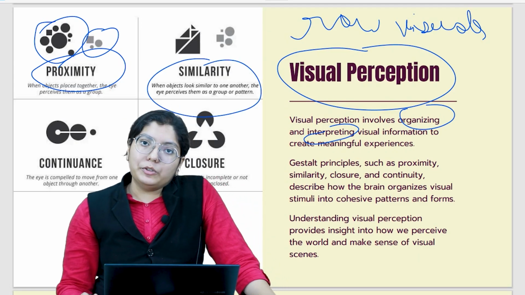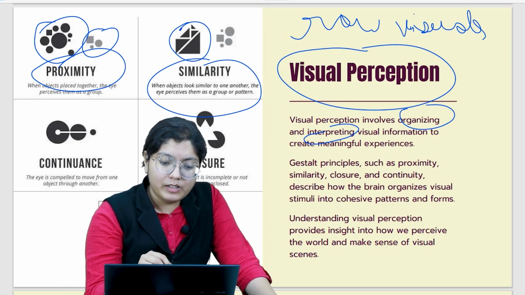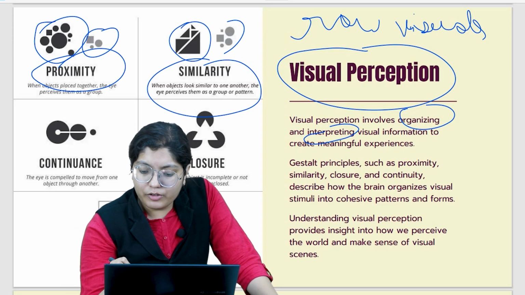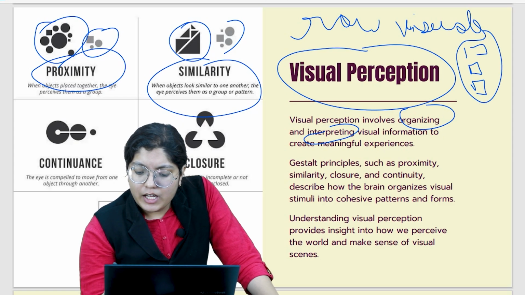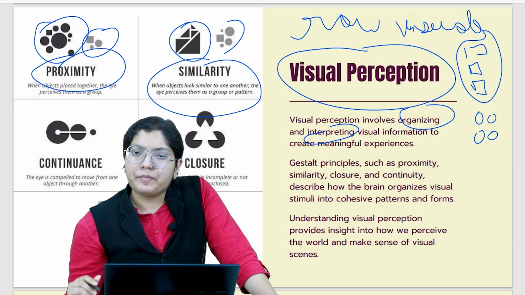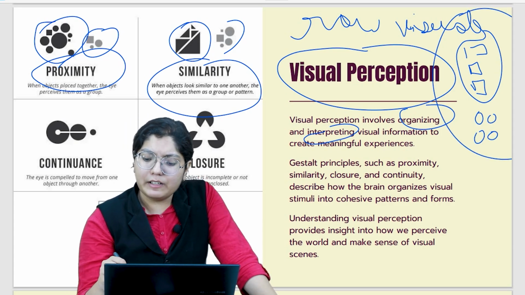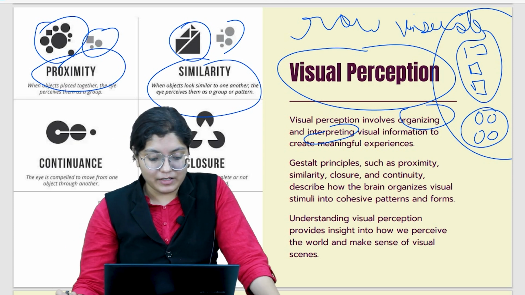Next is similarity. Objects that look similar to each other would probably be grouped together. For example, here they look similar and so they would be grouped together. Here is another example, these are a bunch of squares, you will probably group them together. If I put some circles down here, would you group these together? No, most likely you would perceive them as two separate groups because of the similarity.